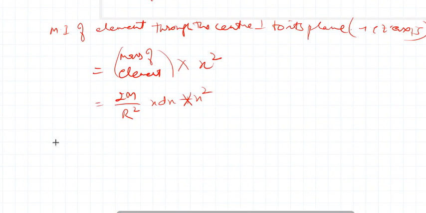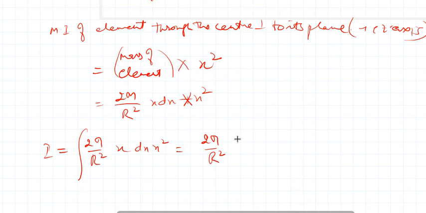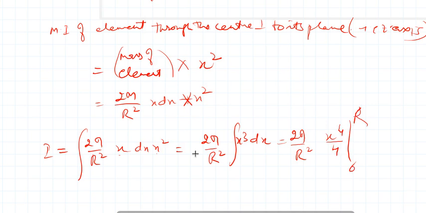So therefore the total moment of inertia of the whole disk is the integral of this, and it is 2m over r square, and it is x into x square, it is x cube dx. So it is 2m over r square x to the power 4 over 4, and for the disk x varies from 0 to r. So it is integrating from 0 to r.